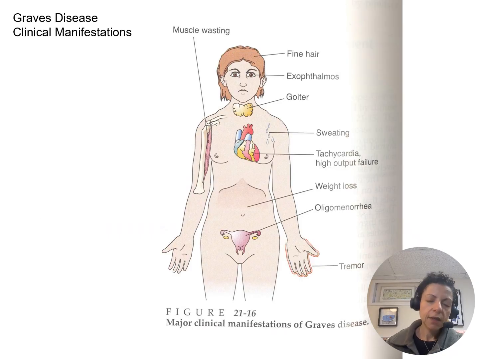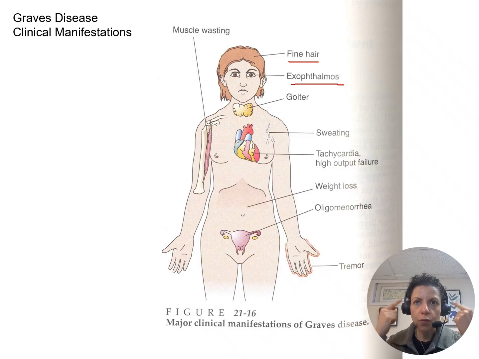Now, what do we see in terms of signs and symptoms? What we see is, again, muscle wasting, right? This excessive metabolism is actually overworking the muscle, and we see muscle wasting. We see this sort of fine hair. The hair gets sort of thin and fine. We see this thing called exophthalmos. That is a bulging of the eyes. So somebody's eyes look like they are bulging out of their sockets. Okay? That's because of a retroorbital edema that sort of pushes the eyes further out into the orbits.